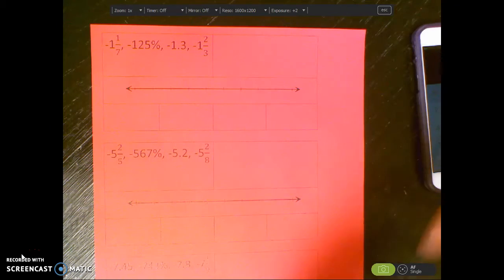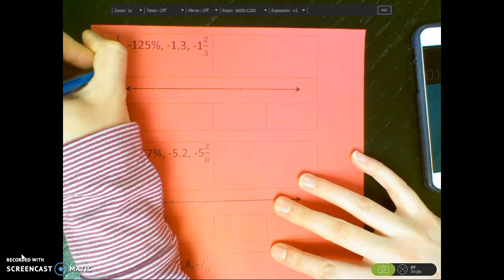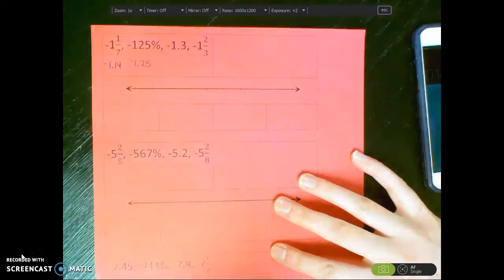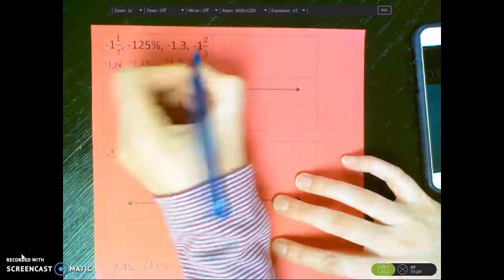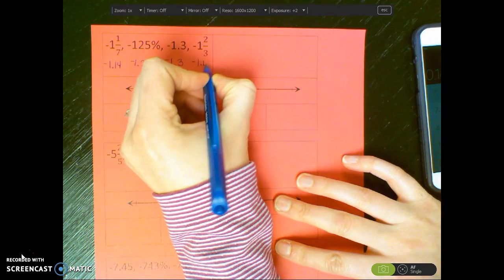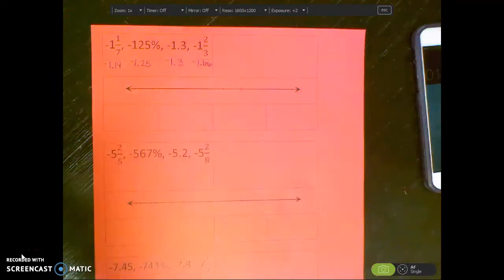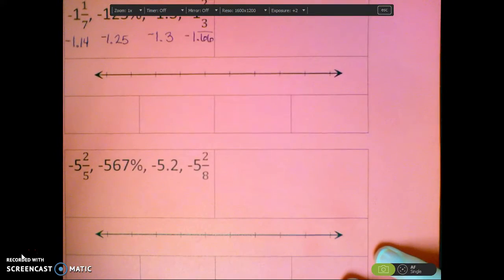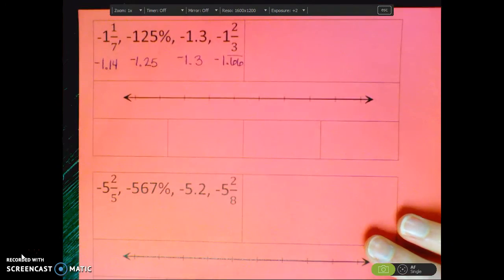Here we go. I'm going to take 1 divided by 7, and I get negative 1.14. This would be negative 1.25 as a decimal. This would say as negative 1.3. And I know that this is negative 1.66 repeating as a decimal. So now I can see that all of my numbers are between negative 1 and negative 2.